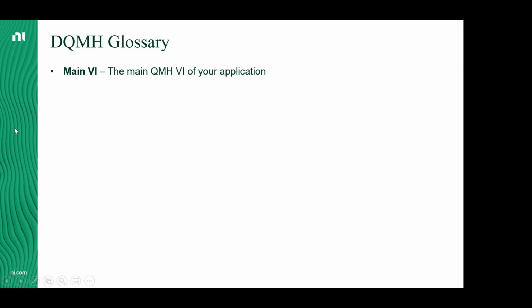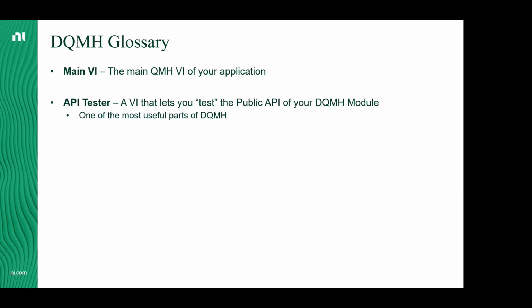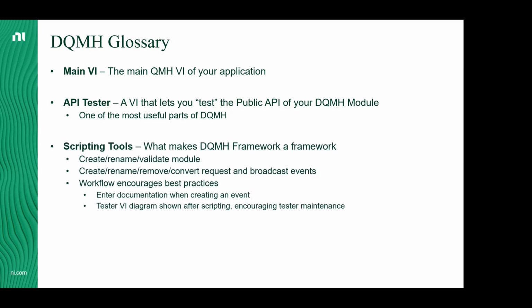Within a DQMH module, there's going to be a main VI, which is the queue message handler VI for your application. That's where all your business logic is going to go, inside the main VI. There is also a tester, which lets you test your DQMH module to make sure it's working correctly. This is one of the most fundamentally useful parts of DQMH, is the fact that it provides an API tester.